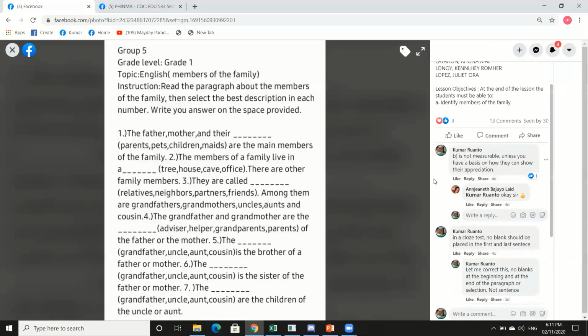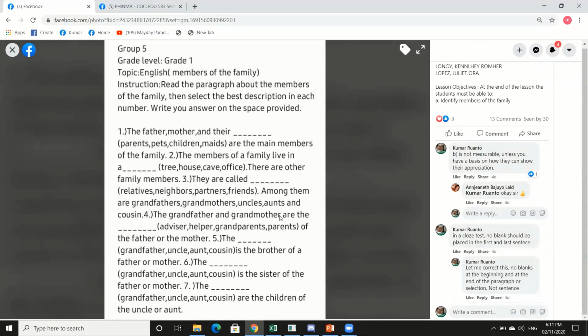Okay, so based on that very good test item, there are two rules in writing a cloze test. There should be no blanks in the first sentence of the item as well as in the last sentence. The reason behind that is that the first and the last sentence usually indicate the main idea of a paragraph. So there should be no blank on those sentences.